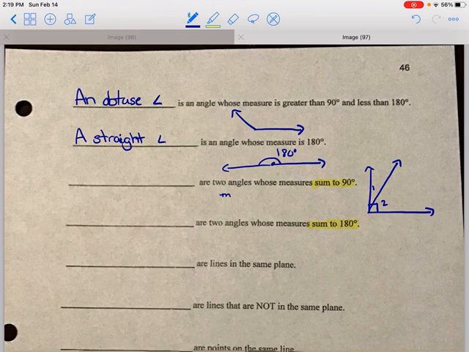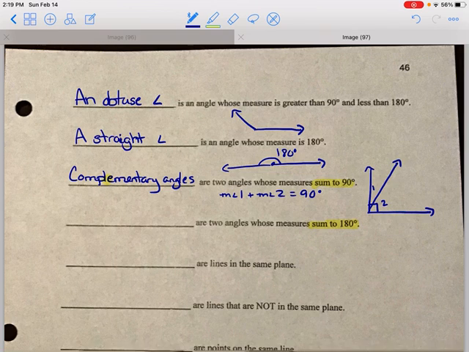So I would say the measure, I'm going to use an M, the measure of angle 1 plus the measure of angle 2 equals 90 degrees. So M means measure, and we use that when we're talking about degrees. So these types of angles are known as complementary. So be really careful how you spell this. So these are complementary angles. Notice that there is an E there, not an I.